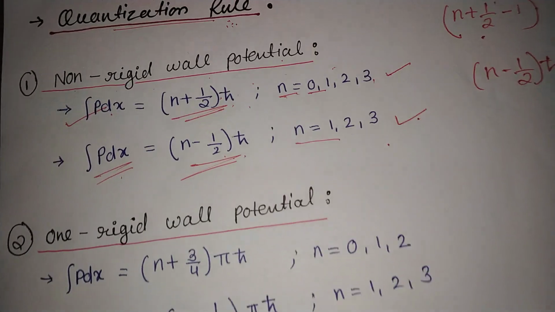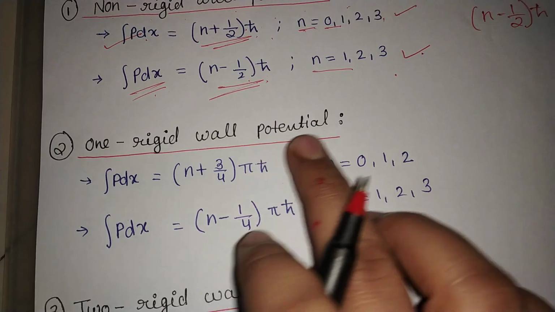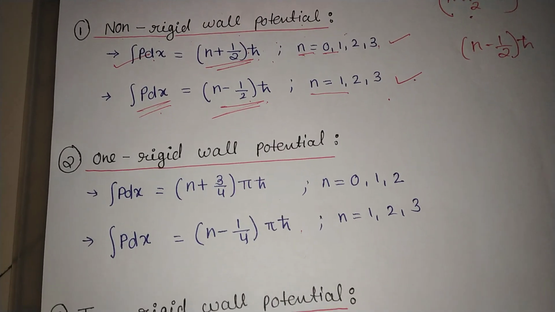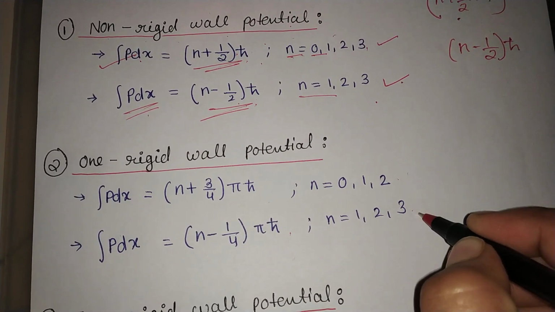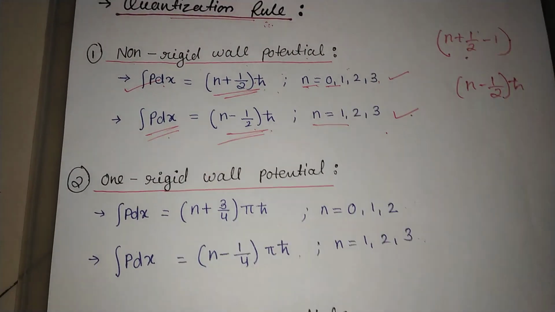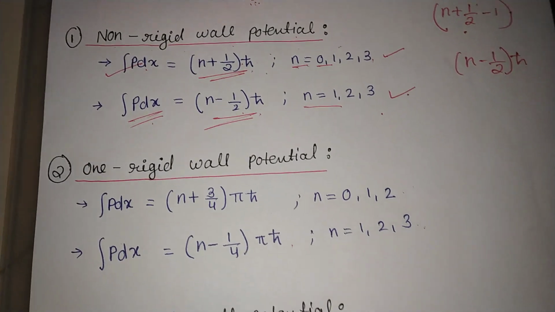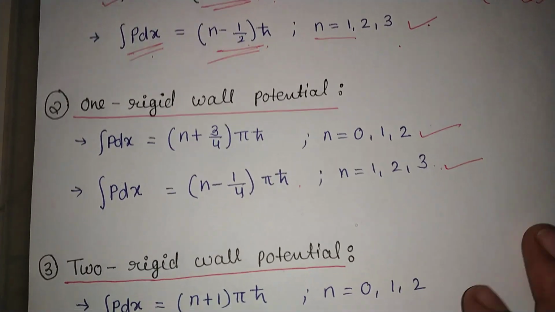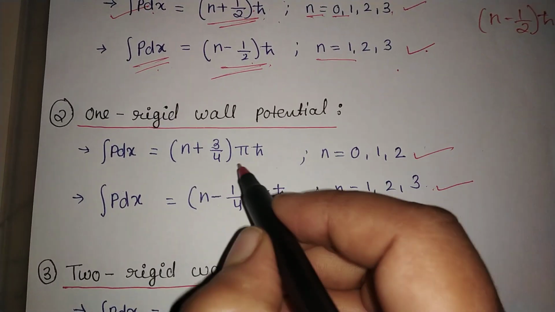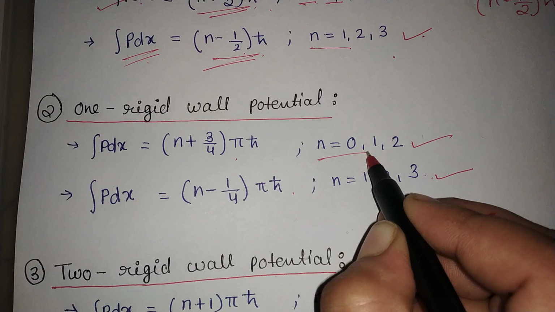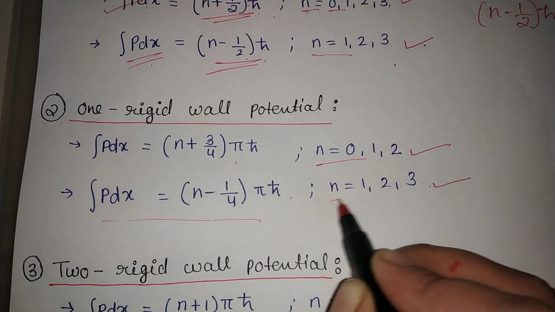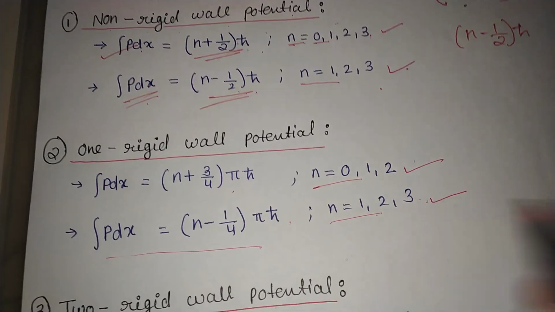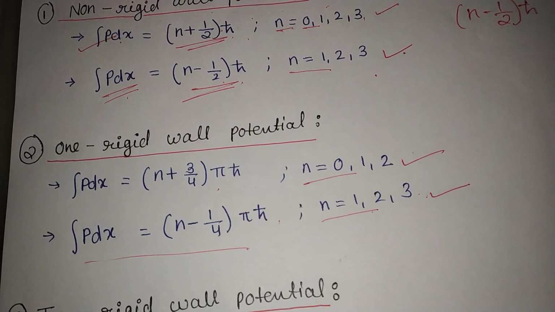Now the second case, that is the one rigid wall potential. For this we have these two formulas. Here also the same case is there, either you use the first one or the second one, you will get the same result. Only, if you are using the first one, you have to use n as 0. If you are using the second formula, you have to use n as 1. Clear?